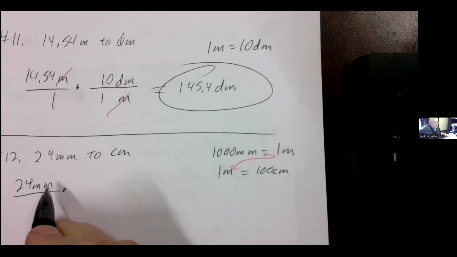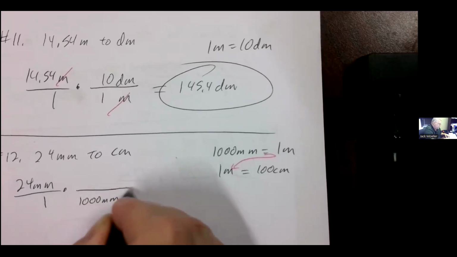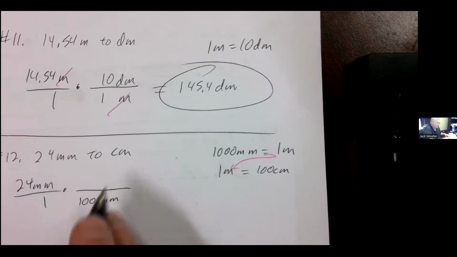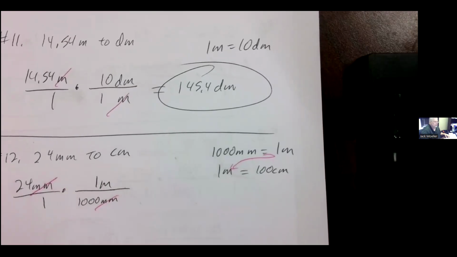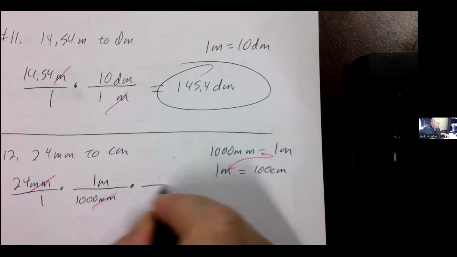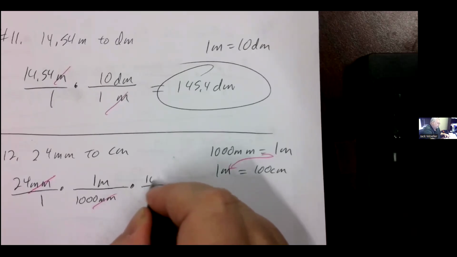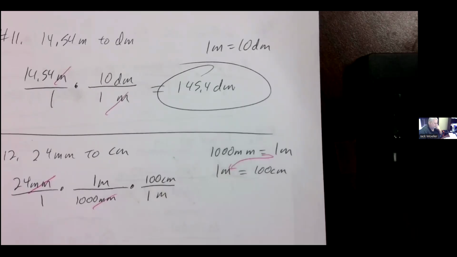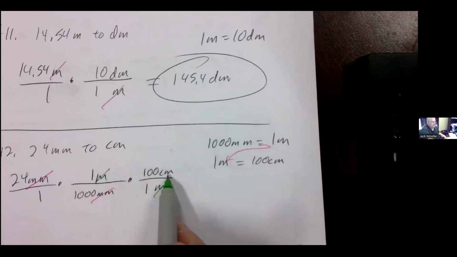So how do we get rid of millimeters? Well, we know 1,000 millimeters on the bottom is equal to 1 meter. Millimeters cancel out. Now I don't want meters, I want centimeters. So meters has to go on the bottom on the next one, and 1 meter is 100 centimeters. Now the meters cancel out, and we're left with just centimeters, which is what we want.